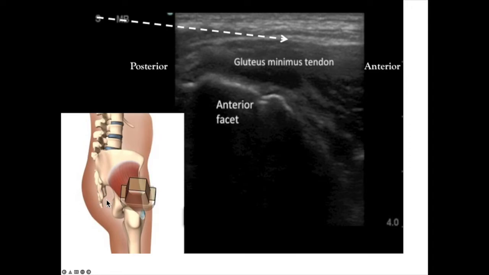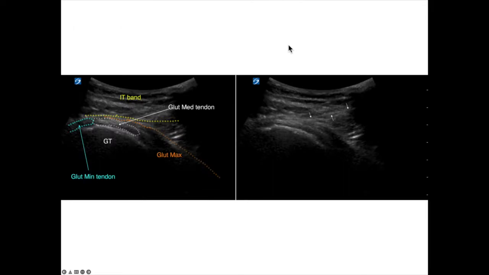You put a needle in-plane from posterior to anterior for the gluteus minimus. Again, you find the interface between the fascia lata and the gluteus minimus tendon, and you inject over the superficial surface of the gluteus minimus. And for the gluteus medius, the same. And again, this is anterior, this is posterior. I changed the orientation, sorry.